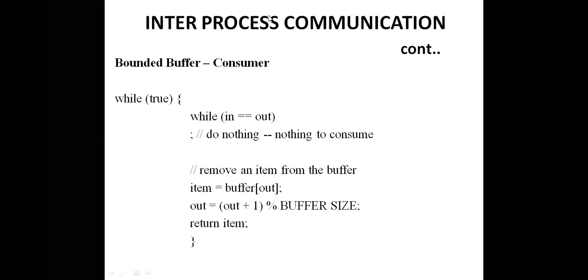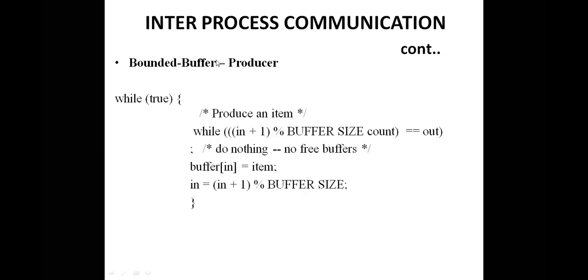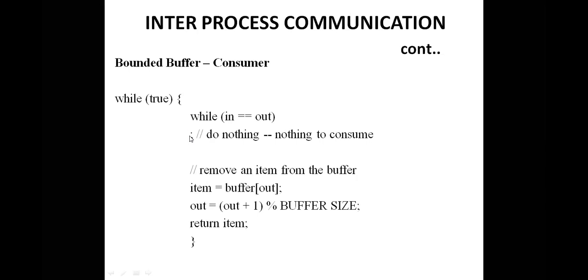So in a producer problem, if the buffer is full, the producer cannot produce the item. This is the condition for checking whether the buffer is full or not. Coming to the consumer, the consumer has to check whether the buffer is empty or not. So this is the condition for checking whether the buffer is full or empty.